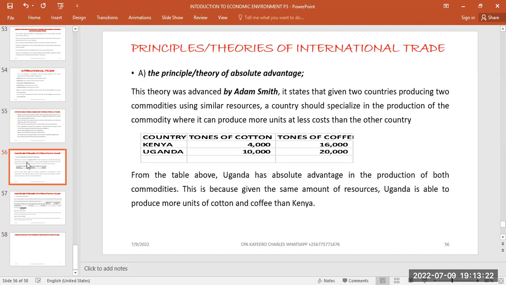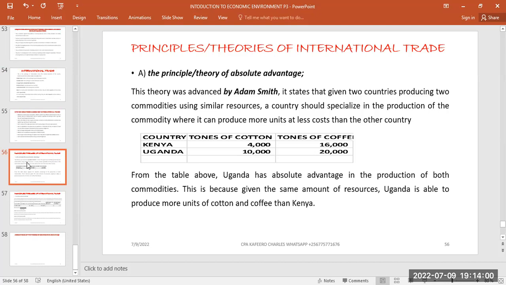These are principles or theories of international trade. One of them is the theory of absolute advantage. This was proposed by Adam Smith. And this theory states that, given two countries producing two commodities using similar resources, a country should specialize in production of a commodity where it can produce more units at a less cost than the other.